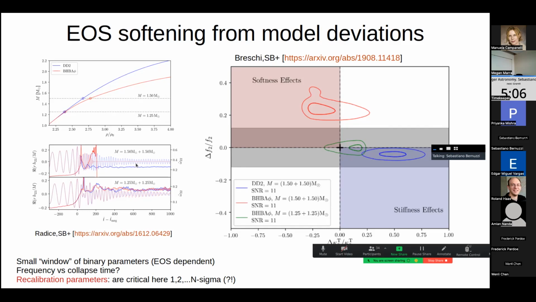But of course, in reality, you have to think that you don't know which is the right signal.